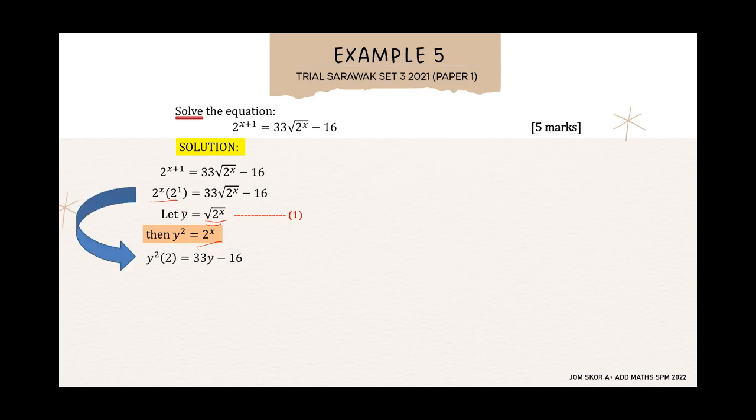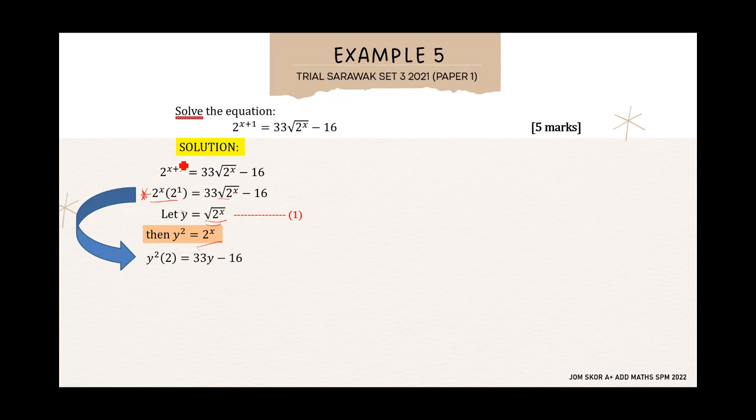Okay, kita relate balik. So, sekarang teacher dah ada dah. Teacher relate balik dengan equation ini. Sini, nampak tak? Right, teacher ada 2 to the power of x. Tengok tadi, 2 to the power of x is equal to y square, yang teacher highlightkan dengan warna orange. So, y square multiply by 2 is equal to 33.